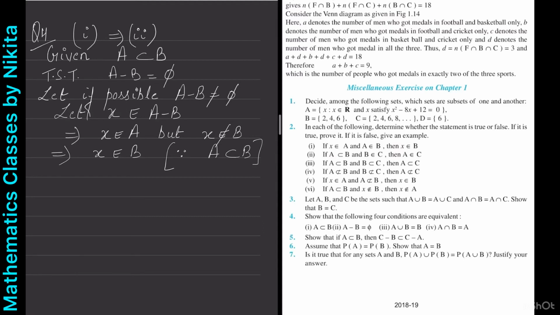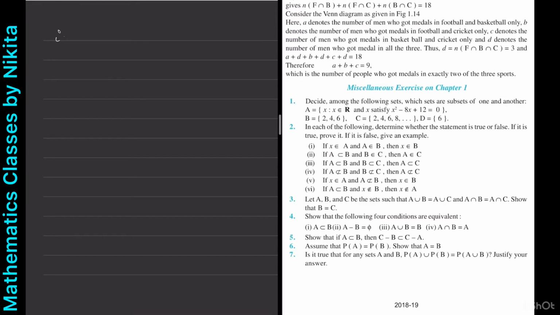I am getting two things: X is in B and X is not in B. So which is a contradiction. So I will write which is a contradiction. So that means my assumption is wrong. So therefore A minus B is equal to empty set. So hence 1 implies 2. Now next we have to prove that 2 implies 3.